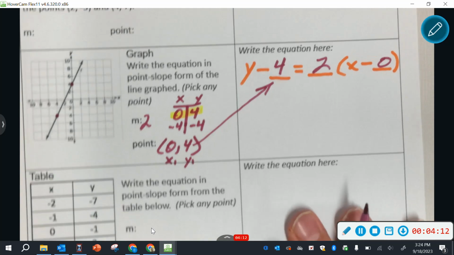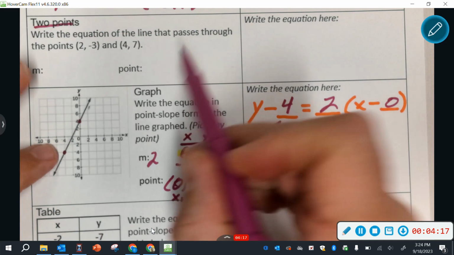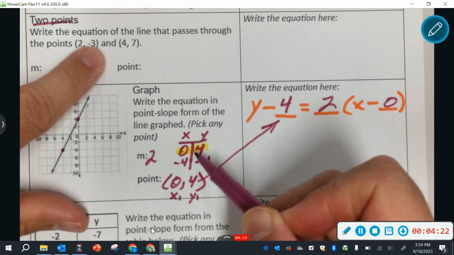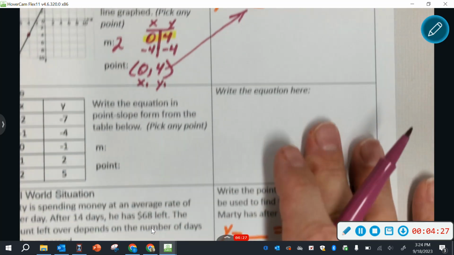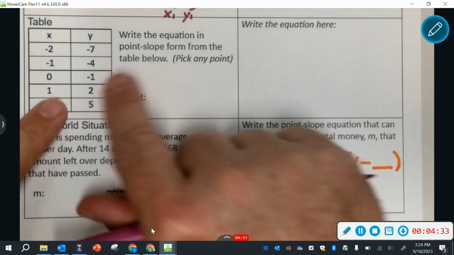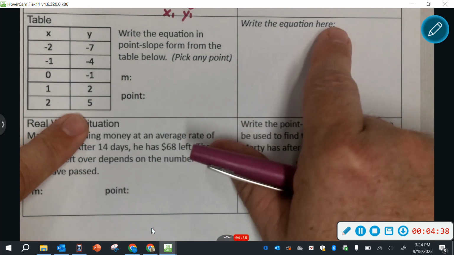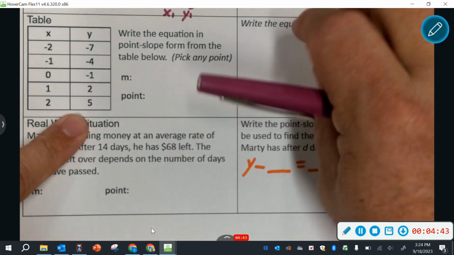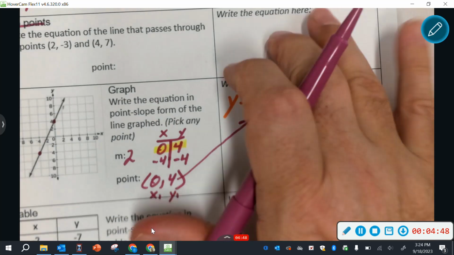Okay, now this one here where it says 2 points, okay, you need to do this one by yourself. Alright, I just showed you on this one how to get the slope from 2 points. So get the slope and then plug it in here. And then also you need to write the equation here from the table. Alright, so again, pick 2 points from your table to get the slope, and then use one of those points as your point and create your equation here. Obviously, let me check this one once you finish it, and let me check this one.